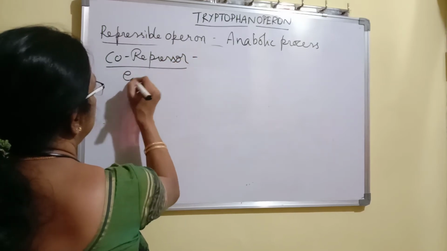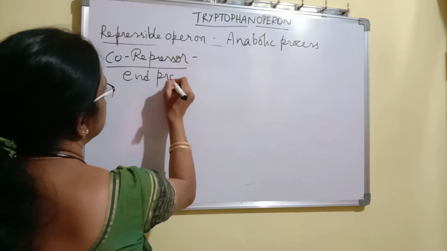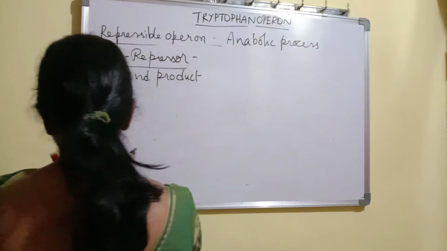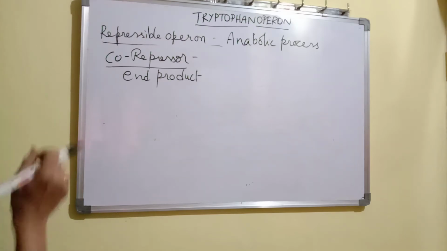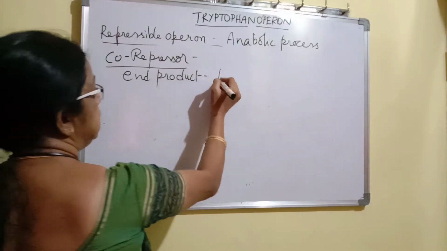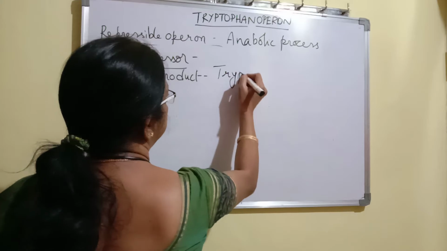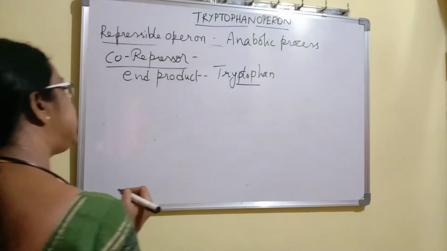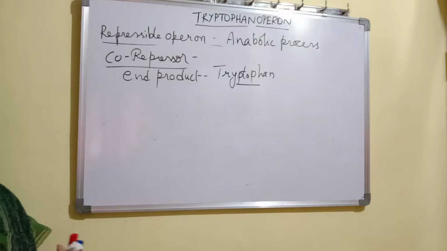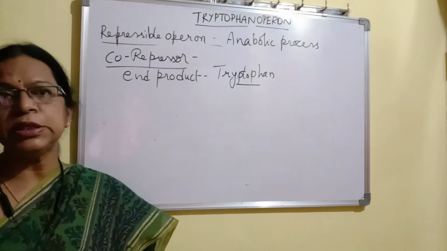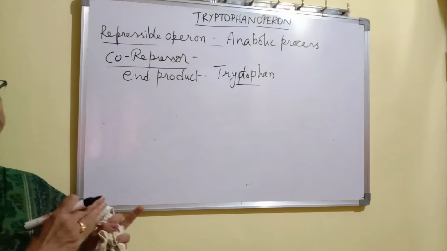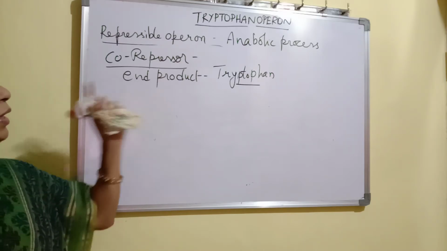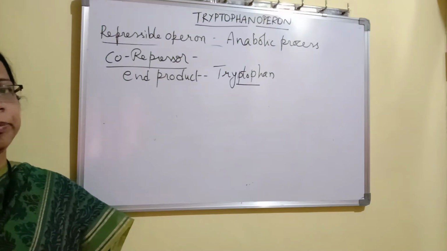Co-repressor is the end product. The end product here is called co-repressor. What is the end product here? It is tryptophan. Tryptophan is the end product that functions as co-repressor. So when co-repressor binds to aporepressor, it converts aporepressor to the active form of repressor. That is the function of co-repressor.